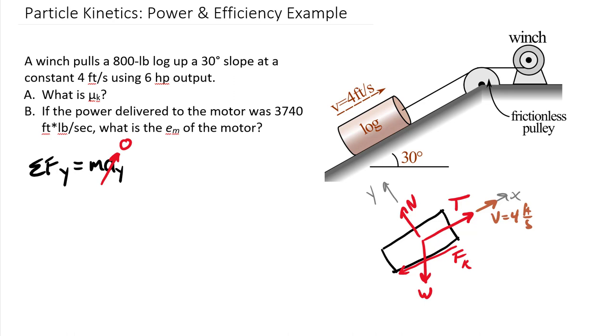Again, here we know that a sub y is equal to zero. So on the left hand, summing those forces, we have our normal force. And then we're going to have the x component of the weight. So it's going to be minus 800, and that's going to be the cosine of 30.